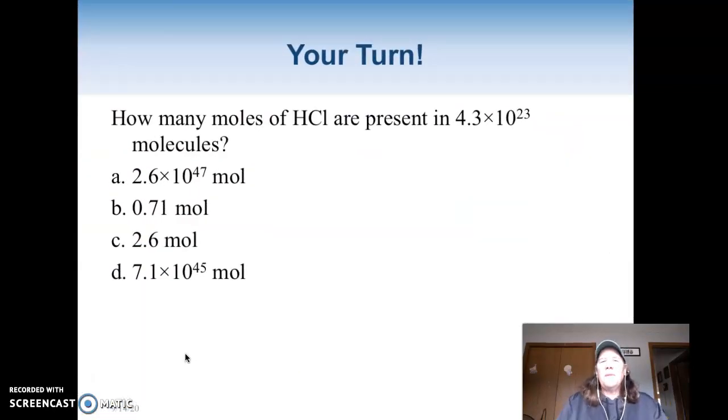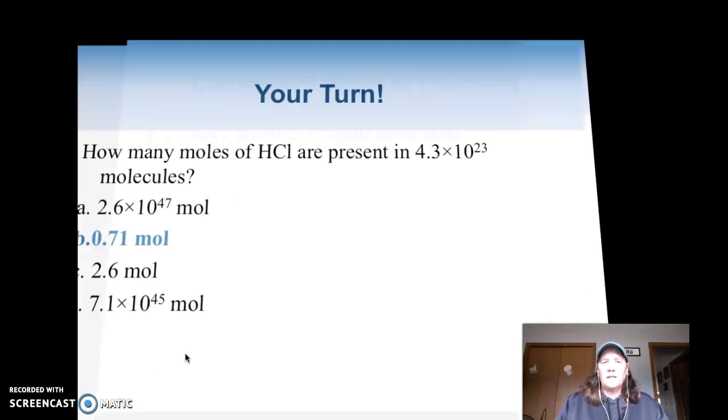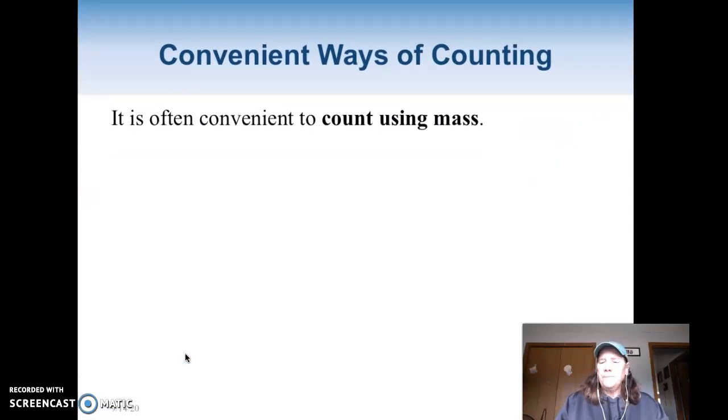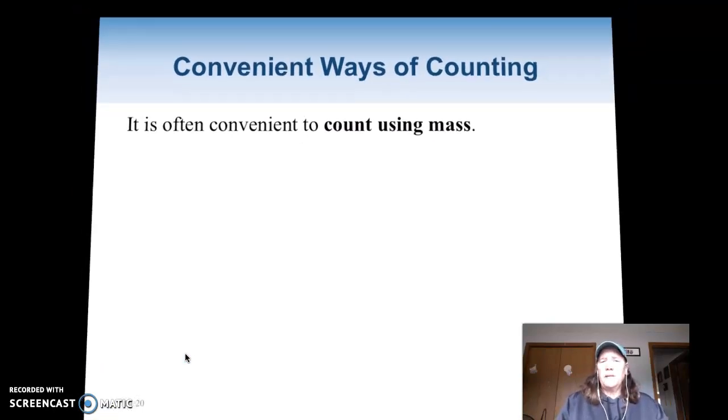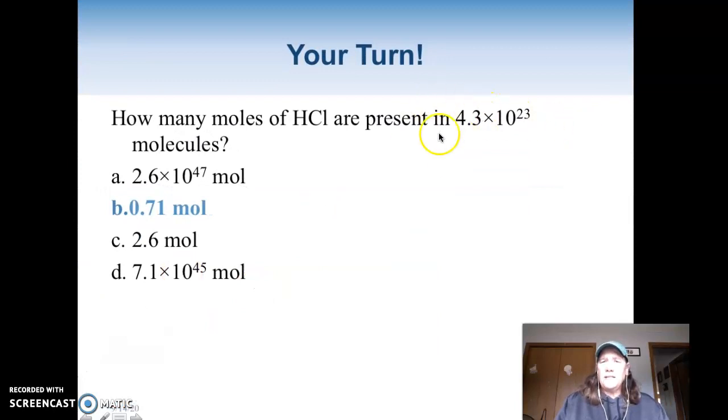Okay. How many molecules of HCl, hydrochloric acid, are present? Now we've got a compound, but the number's the same. It doesn't matter if it's a compound or an element or whatever. When you're talking about the number of molecules or the number of atoms, the number's the same. So we'll set it up down here. The way I would set this up is I would have this times 1 mole on top, and I'd put Avogadro's number on the bottom.